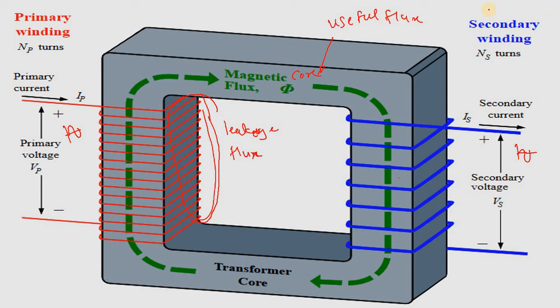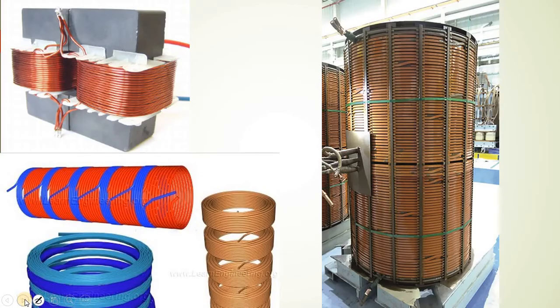That is the rate of change of flux linkage with the secondary coil, that is called dφ/dt. This dφ/dt is called the induced EMF. That induced EMF will be there in the secondary coil, and that is called a statically induced EMF.